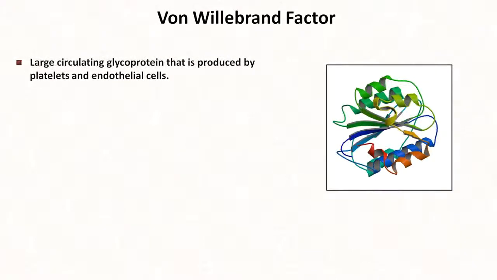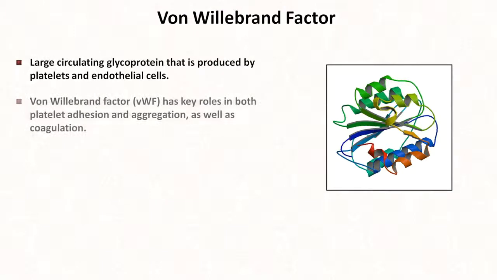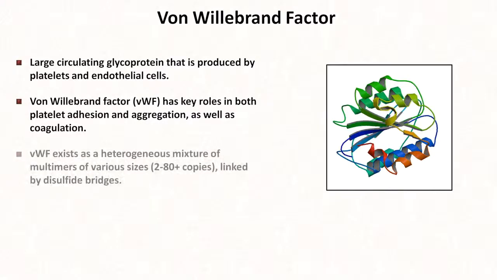The normal response of platelets to vascular injury is dependent upon something called von Willebrand factor. This is a large circulating glycoprotein that is produced by platelets and endothelial cells and which has key roles in both platelet adhesion and aggregation, as well as in coagulation. Von Willebrand factor exists as a heterogeneous mixture of multimers of various sizes, which are linked by disulfide bridges.